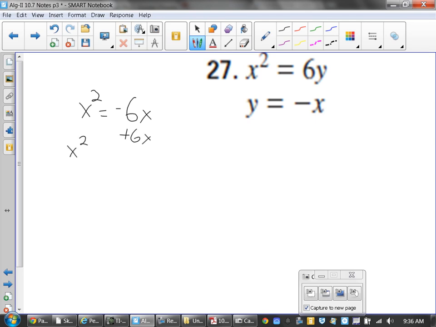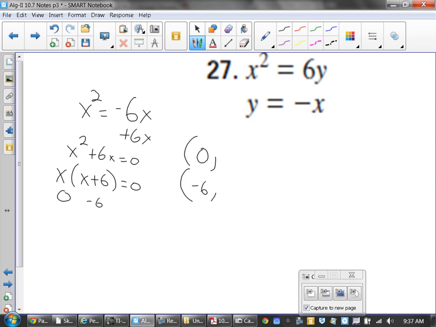So you get x squared plus 6x is 0. And then you have to factor. Factor out an x. You have x times the quantity x plus 6. Therefore, your two zeros in this case are 0 and negative 6. Very good. Those are your x coordinates.